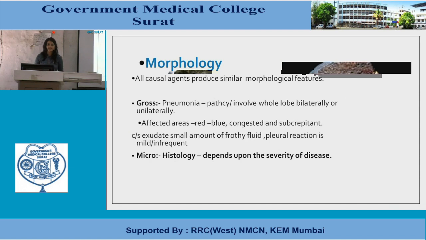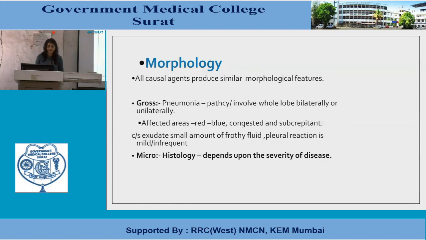Morphology: all these agents produce similar morphological features. Grossly, the pneumonia would have a patchy or lobar involvement of the whole lobe, either unilateral or bilateral. The affected areas are red, blue, congested and subcrepitant. On the cut surface, a frothy fluid comes out, but the pleura is not involved.